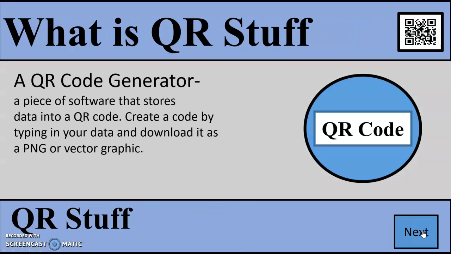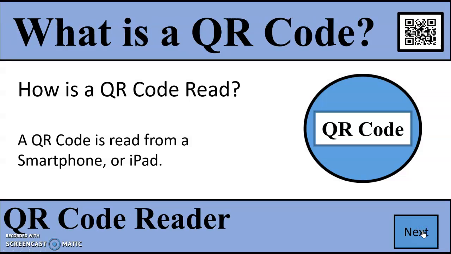qrstuff.com is a QR code generator website, and it is a piece of software that stores data into a QR code. It creates a code by typing in your data and download it as a PNG or a vector file. And how is it read? A QR code is read from a smartphone or an iPad.